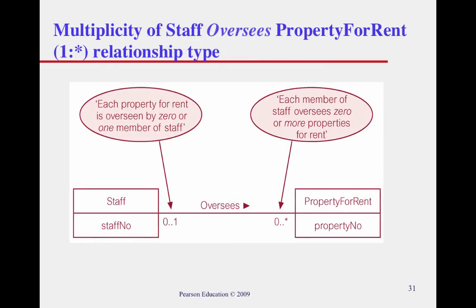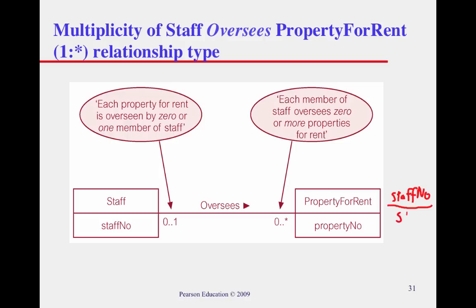Here's another one, which is we have a staff overseeing some properties. So if you think of each property for rent, it has a staff number representing the staff person who manages it. The number of times that a staff person could occur in here is anywhere from 0 if they don't manage any property to multiple if they manage several.